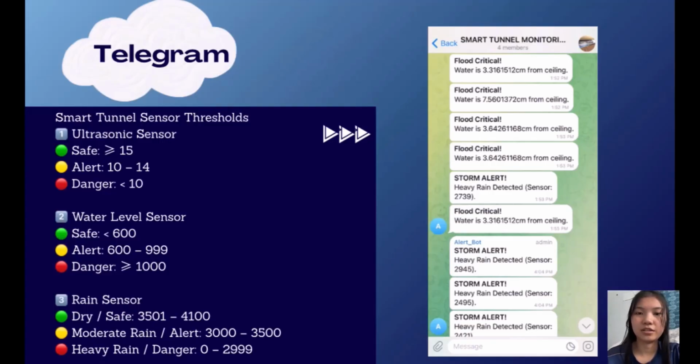So beside there is a Telegram show when the ultrasonic sensor sends less than 10 cm, it will show the notification, and also for the water level sensor and rain sensor.